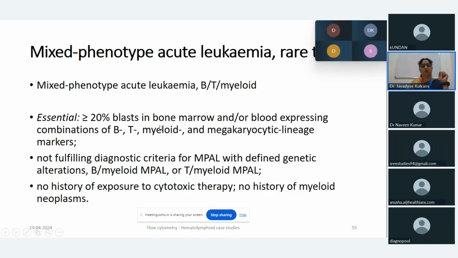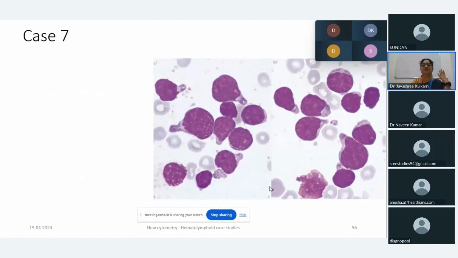Essential criteria will be more than 20% blasts in the bone marrow or blood expressing combinations of these markers. But they should not be fulfilling the criteria for B-myeloid or T-myeloid. Now we labeled it B-T-myeloid because they had all the three lineage markers. They should not be fitting into either B-myeloid or T-myeloid. And we have ruled out the cytotoxic therapy and other myeloid neoplasm. This is a very rare case. I just wanted to show it to you. You should be aware that it can present with multiple lineages.